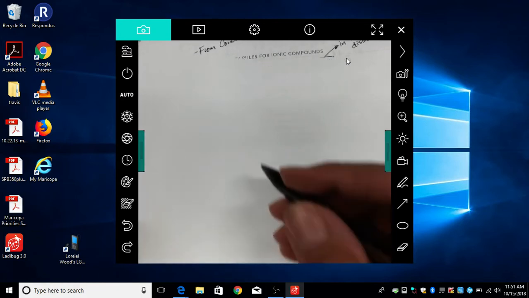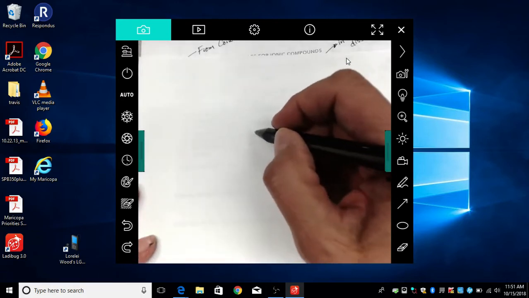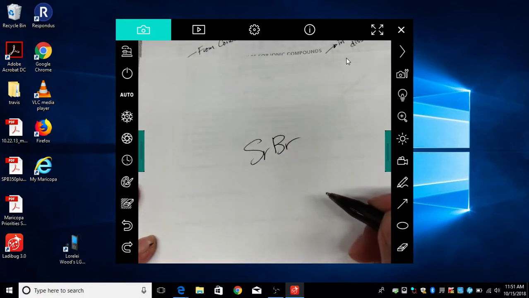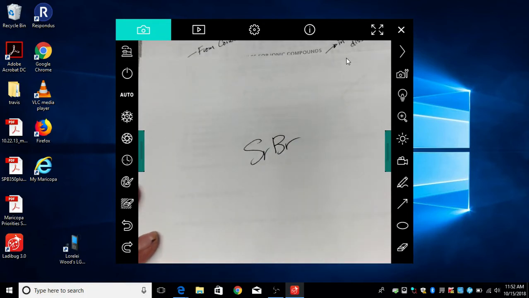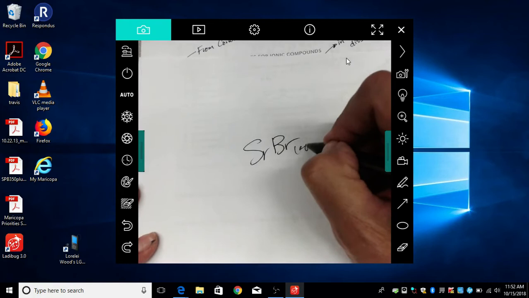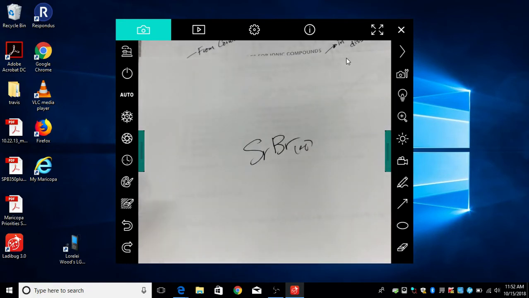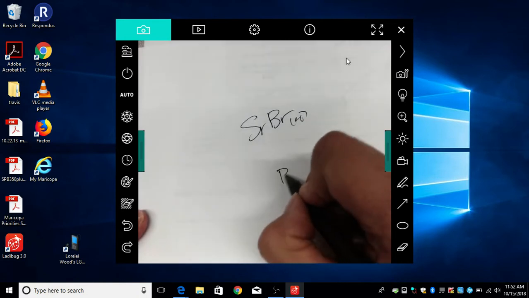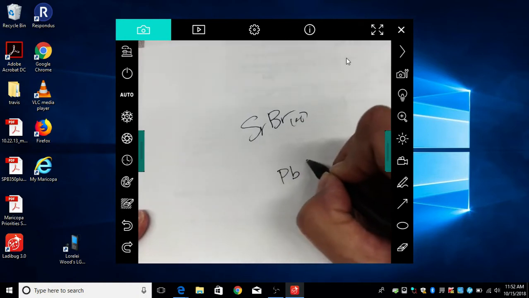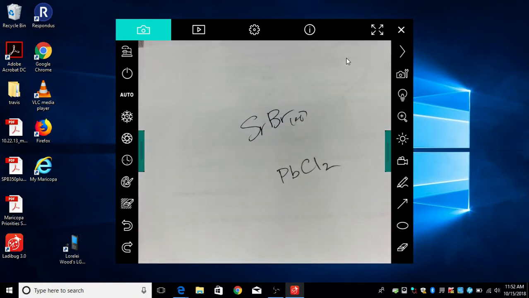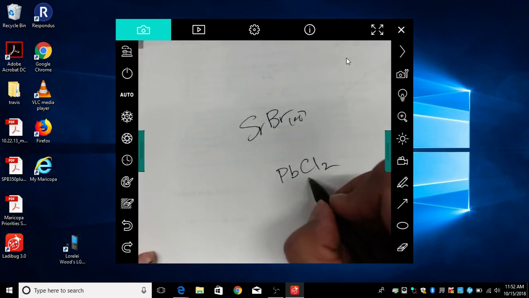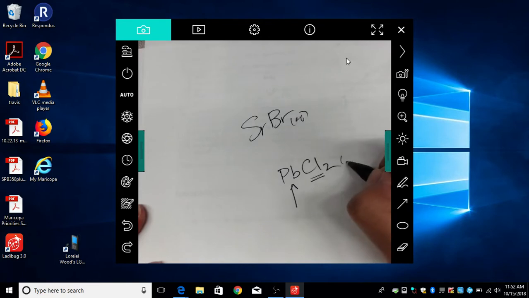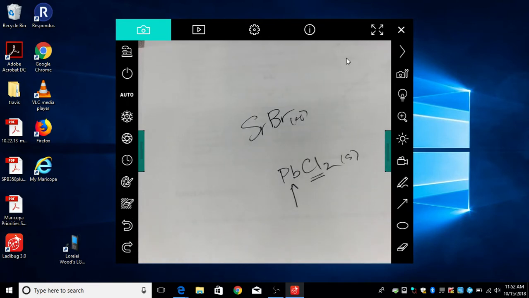All right, so let's look at SrBr2. Is that going to be soluble? Yes. Okay, so that would be an aqueous solution. How about lead chloride? No. Why is that not soluble? Most of the halogens are soluble. It's got lead hooked up to it, so that is not an aqueous solution.